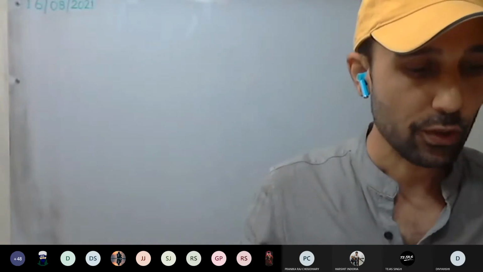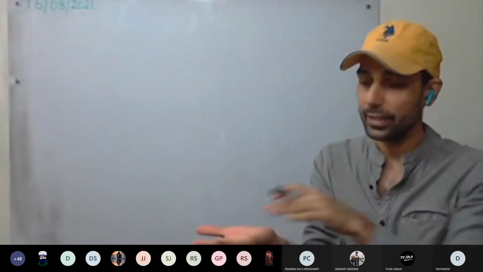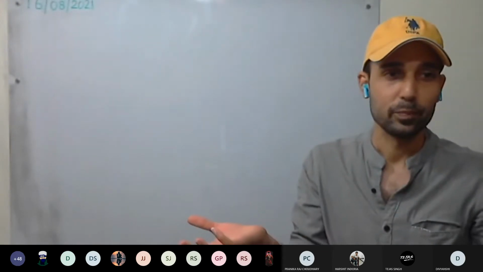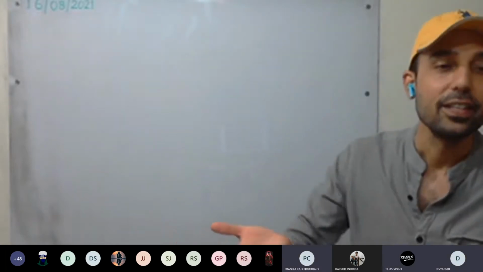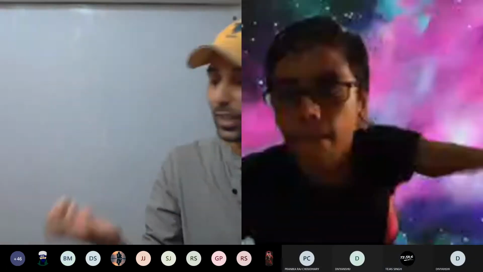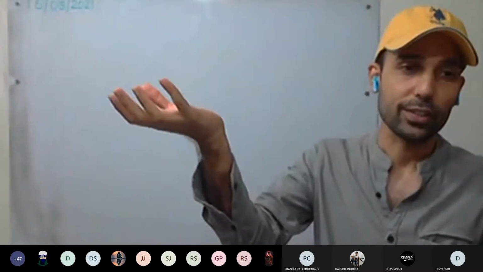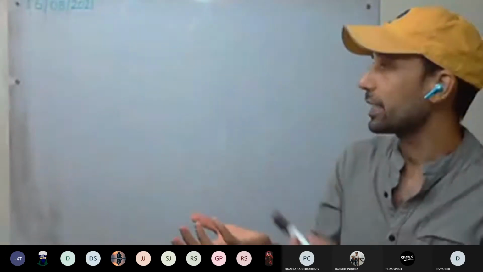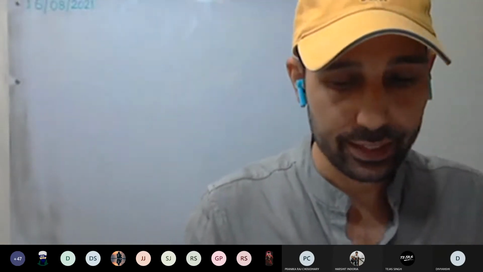A ball is thrown vertically upward. This time we are throwing a ball vertically upward. It means initial velocity is not 0, something will be there. Some velocity will be there, or else you won't be able to throw the ball. So we are throwing the ball upward, in the upward direction, vertically up. It means we are providing some initial velocity. Okay, it returns after 6 seconds.